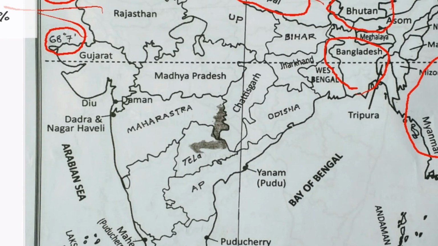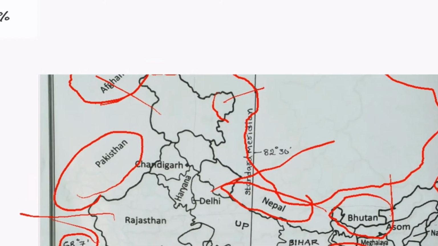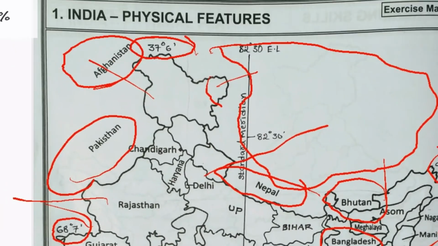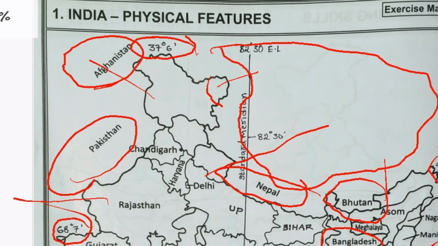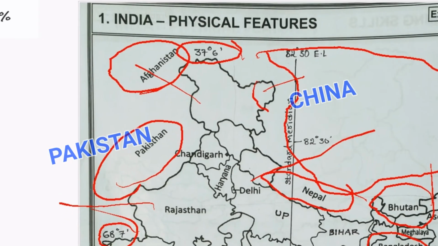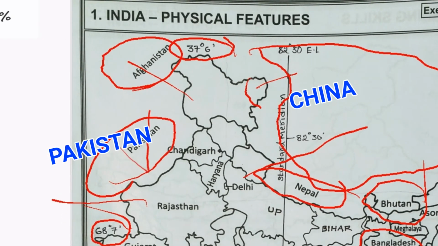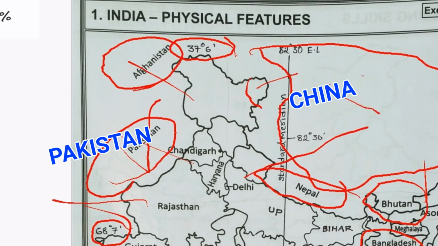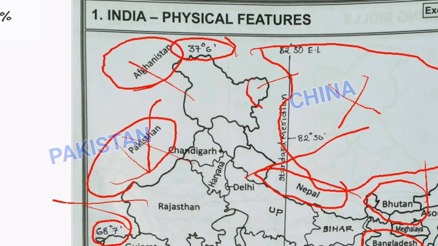India has a dispute. That means two countries have border disputes with India. They are one is Pakistan and another one is China. These two countries still have border disputes with India.